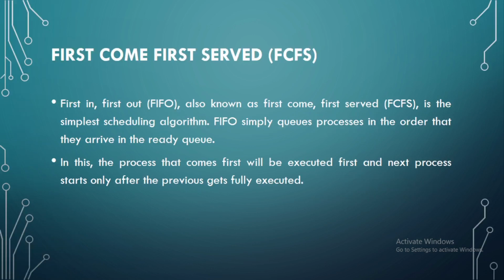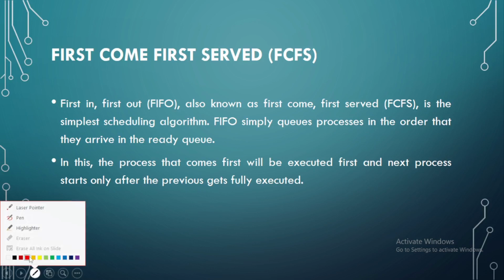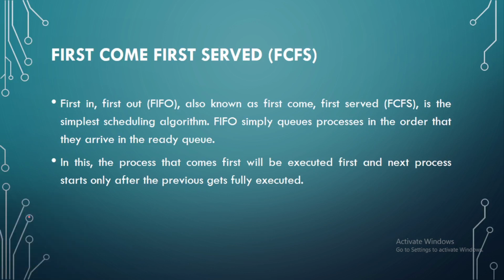It is the easiest one. First in first out, also known as first come first served, is the simplest scheduling algorithm. First in first out simply queues processes in the order that they arrive in the ready queue. In this, the process that comes first will be executed first, and the next process starts only after the previous one gets fully executed. So this is a non-preemptive scheduling algorithm.